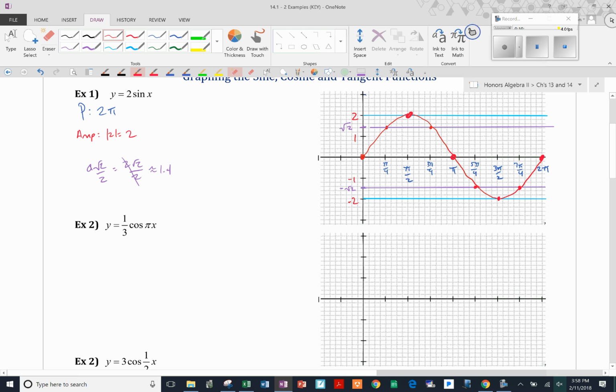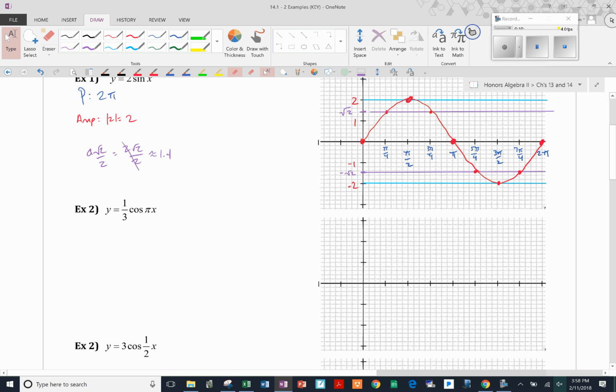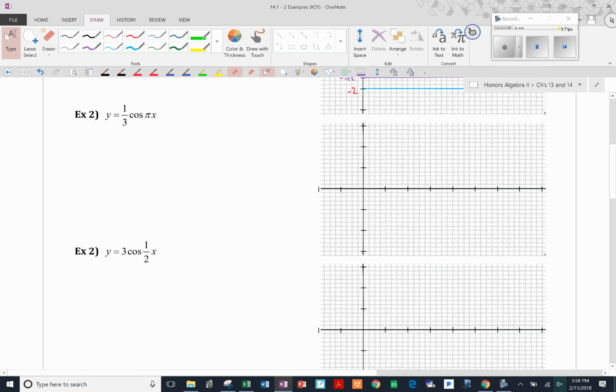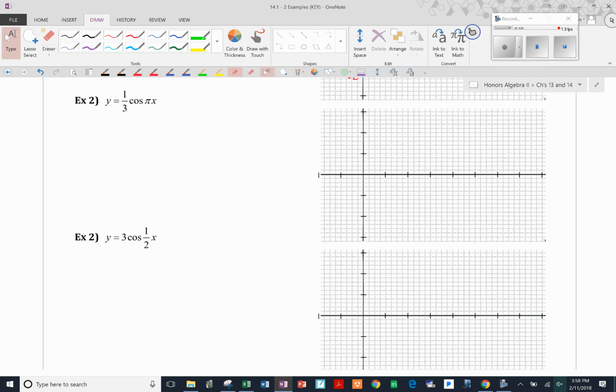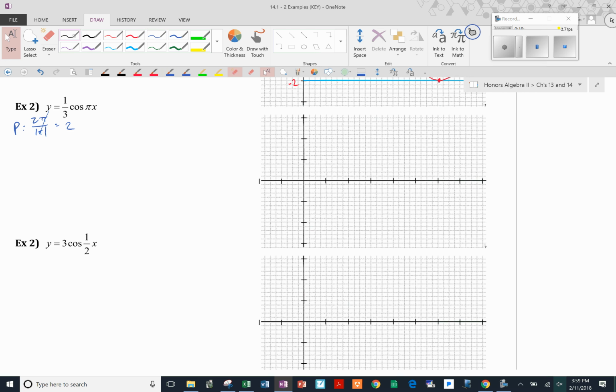That's it. All right, we'll take a look at two more here today, where we're dealing with a and b values other than 1. In the next example, we actually have a b value that includes pi. So when we find our period and take 2 pi over the absolute value of pi, we just get 2, because those pi's cancel out. That's okay. We can have a period that is just a numeric value without pi in it.